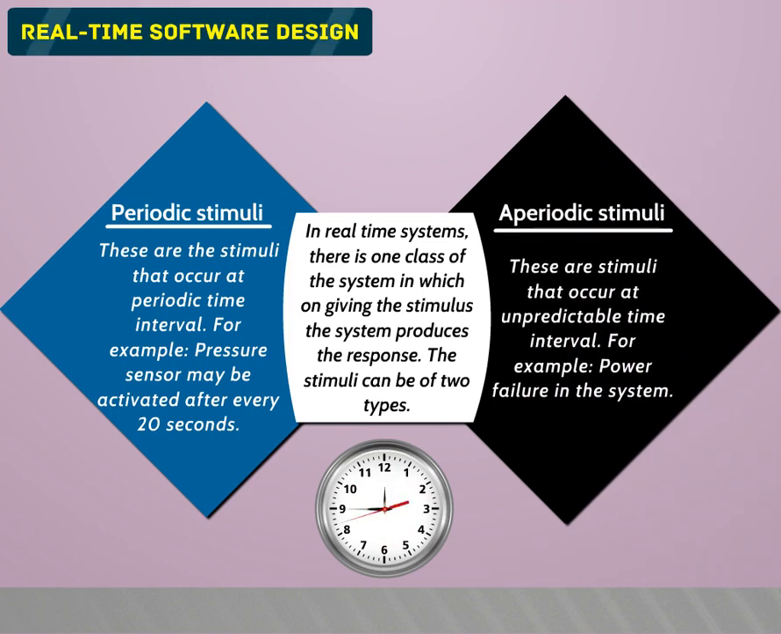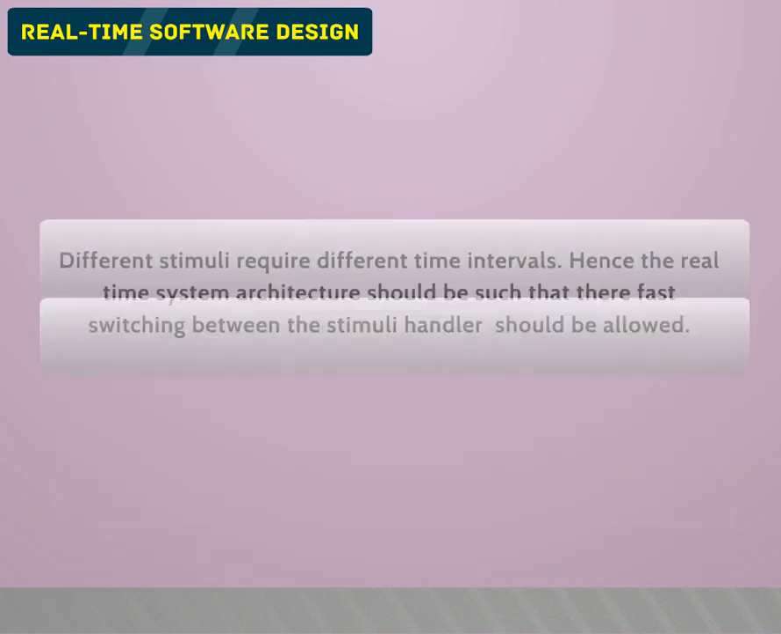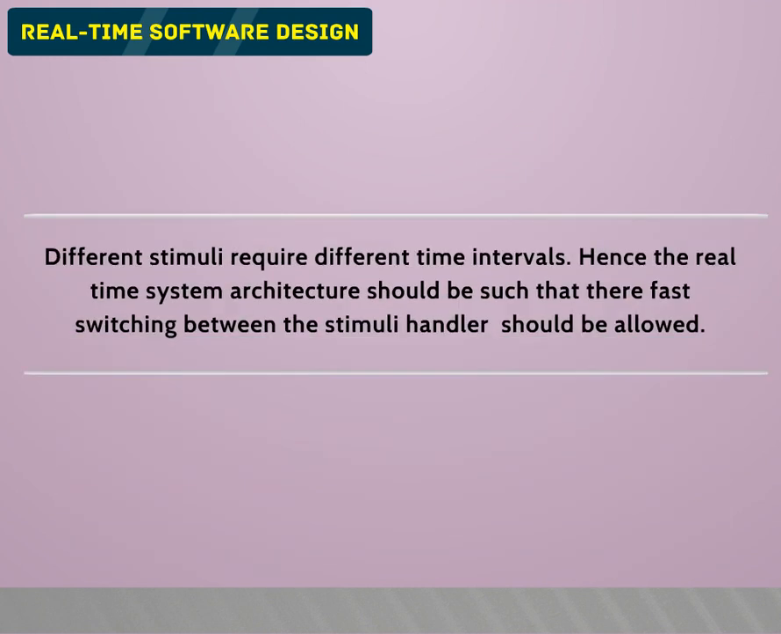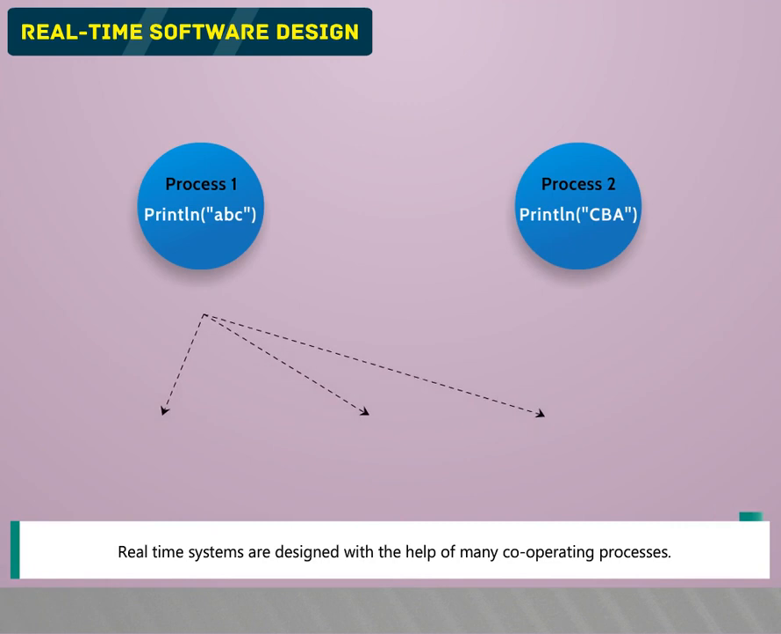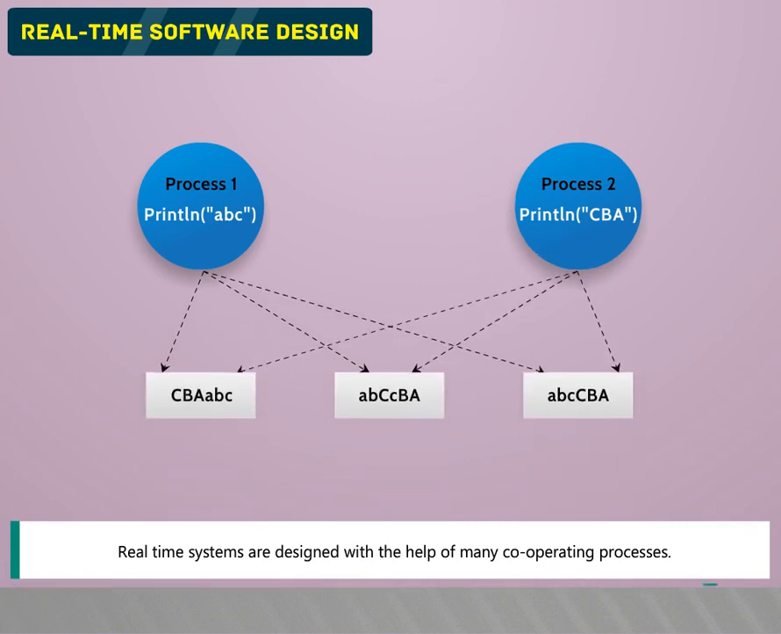Aperiodic stimuli. These are the stimuli that occur at unpredictable time interval. For example, power failure in the system. Different stimuli require different time intervals. Hence, the real-time system architecture should be such that fast switching between the stimuli handlers should be allowed. Real-time systems are designed with the help of many cooperating processes.